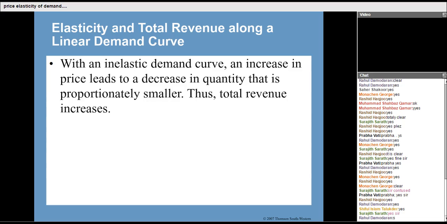See, what happens with an inelastic demand curve, suppose it's not changing. It is inelastic. An increase in the price leads to a decrease in the quantity that is proportionally smaller. Thus, total revenue increases. Of course, total revenue will increase. If you have a monopoly, if you have a business where no one else is doing that business, you can charge more money, you can increase your price, people will pay you. So that will ultimately increase your revenue, isn't it? That will generate revenue for you, right? If the demand is inelastic, you can charge whatever you want. And what will happen in the elastic case?